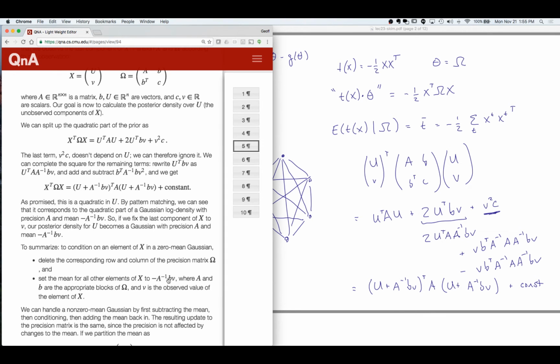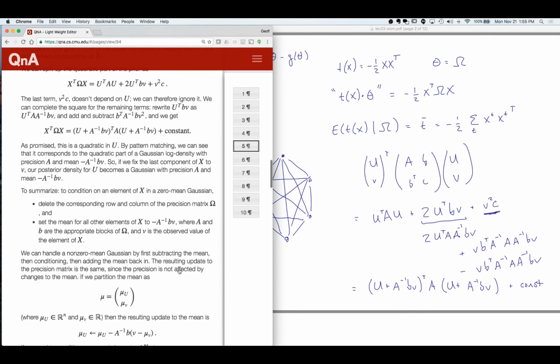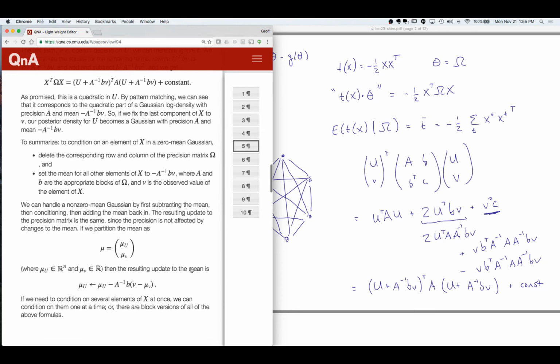And so in order to keep the math simple, I used a zero mean Gaussian, but we can handle a non-zero mean Gaussian just by subtracting the mean, conditioning, and then adding the mean back in. And so the update becomes as follows. The precision matrix is the same. There's no change to the precision matrix when you add and subtract the mean, and so the precision matrix will still be A.